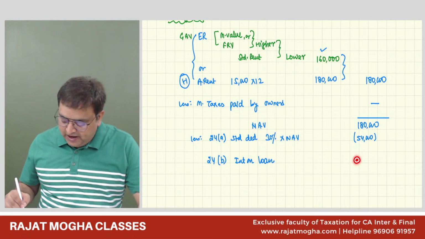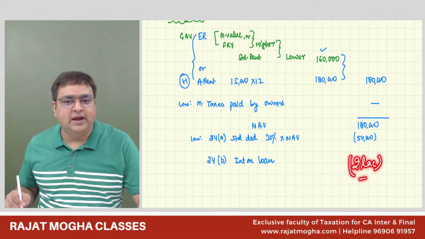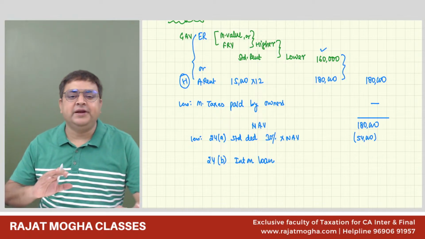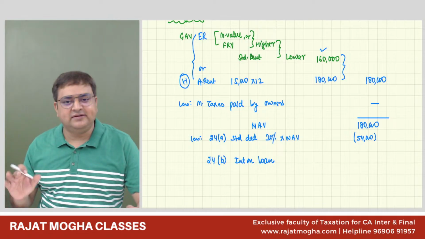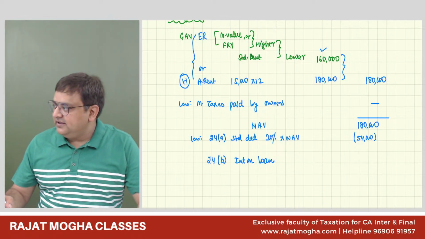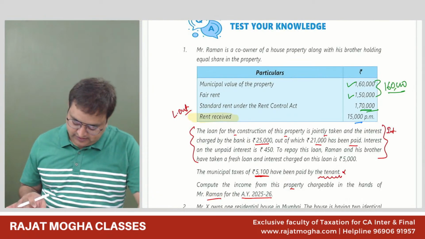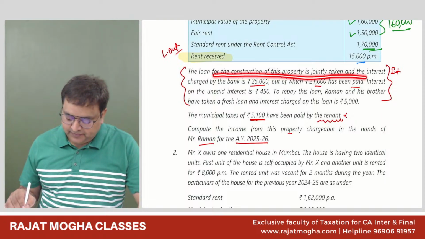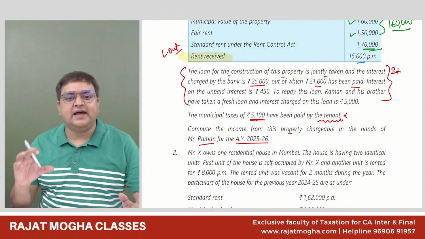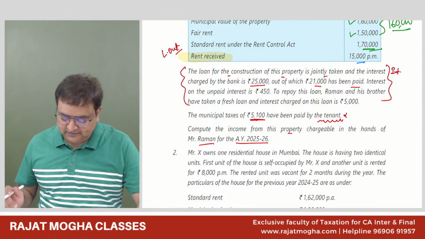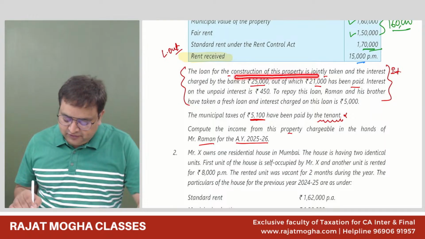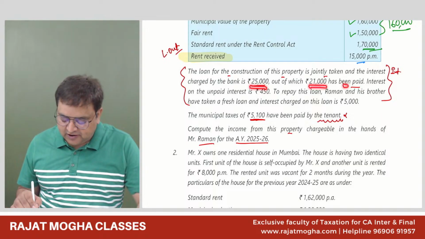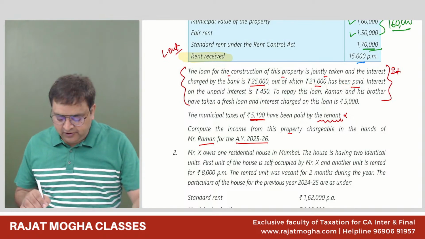Tell me whether 2 lakh is the fixed limit here, 2 lakh or 30,000. The answer is no, because this is a let out property. So for let out property, there is no restriction. Even if it is going more than 2 lakh, it does not matter. Let us see how much is the interest. The loan for construction of this property is jointly taken. As of now, jointly does not matter because we are just calculating the house property income on a consolidated basis. The interest charged by the bank is 25,000, out of which 21,000 has been paid. 4,000 not paid, doesn't matter. 25,000 we can allow.